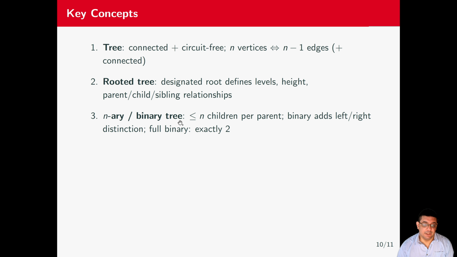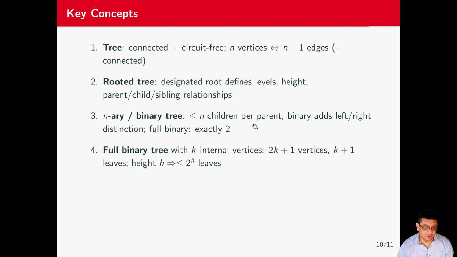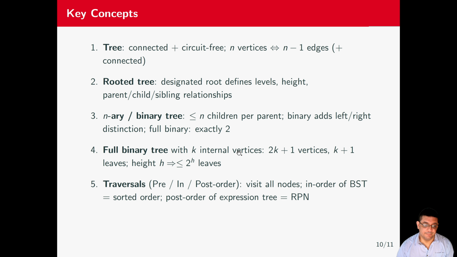A full binary tree is just going to have exactly two children per node. The full binary tree with k internal vertices is going to have 2k plus 1 vertices and k plus 1 leaves. And in general, for a height h tree, we're always going to have that the number of leaves is less than or equal to 2 to the h.